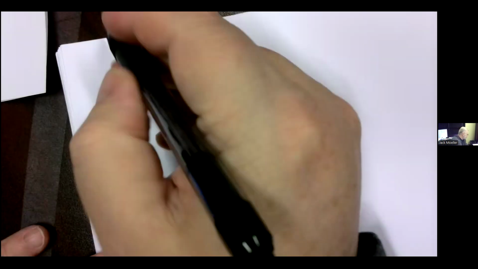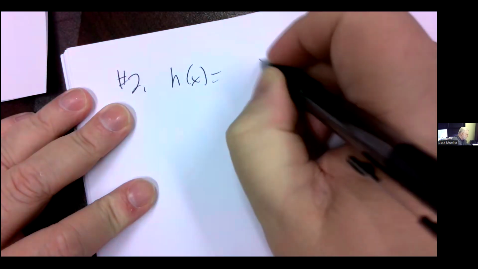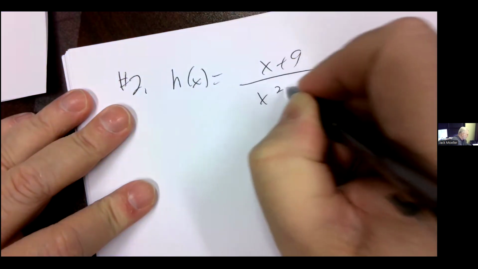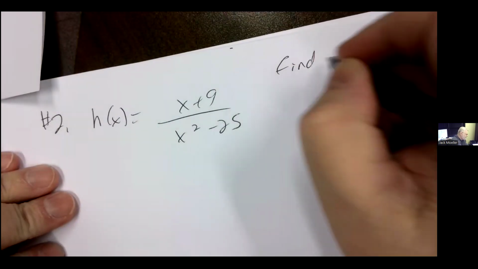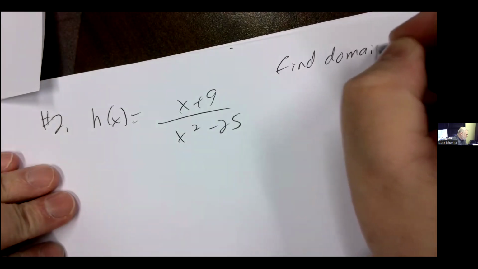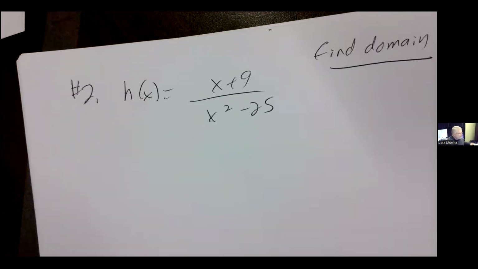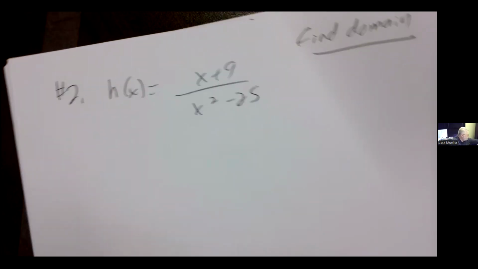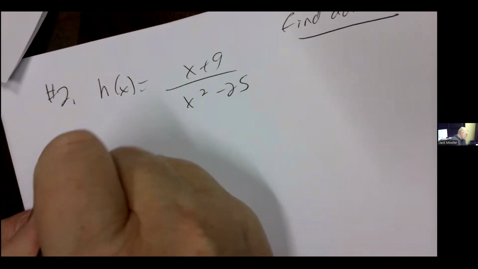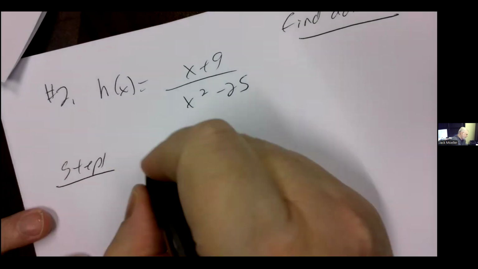So let's get off to the side here and just jump into some problems. All right, so number 2, h of x is x plus 9 over x squared minus 25, and our goal is to find the domain. Okay. So what x's can we plug into this function and get a valid output? All right, so step 1, set the denominator equal to 0 and solve.